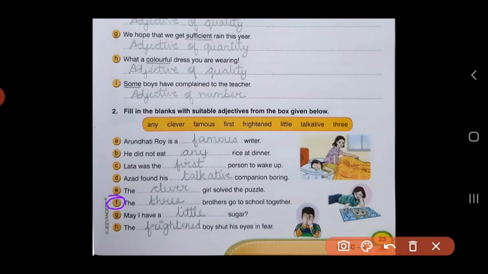F. The dash brothers go to school together. The 3 brothers. G. May I have a dash sugar? Sugar is uncountable. So we'll add the adjective little. May I have a little sugar? And the last one. The dash boy shut his eyes in fear. Fear. So the adjective will be frightened. The frightened boy shut his eyes in fear.